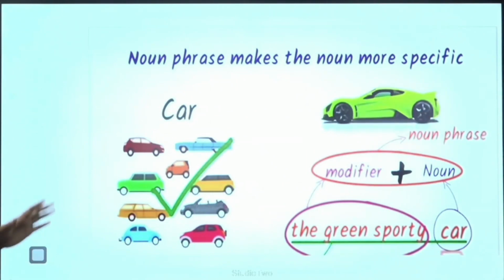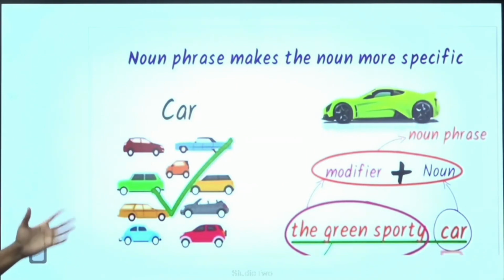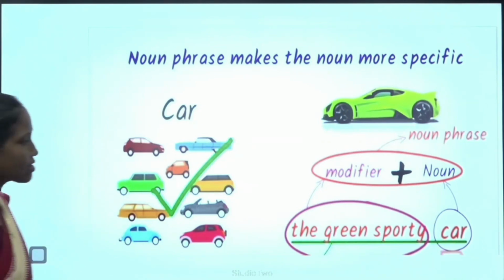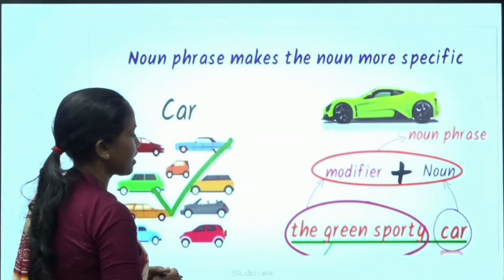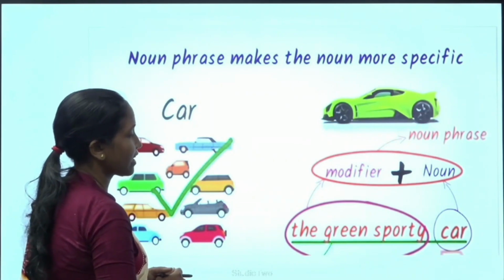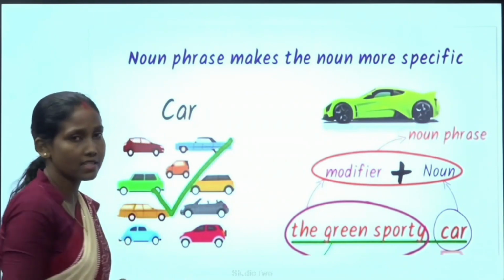Okay, so you see here, there are so many different colorful cars. You see the green spotty car. The example is the green spotty car. The green spotty is the modifier and car is the noun. So a noun phrase is made up of modifier plus noun.